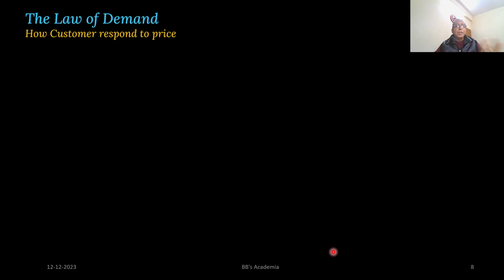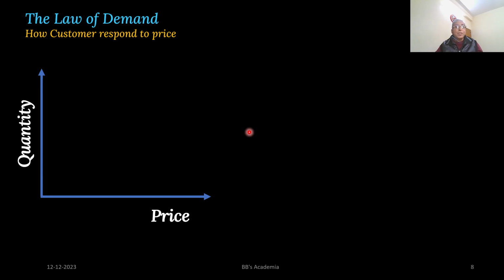Now let us see the law of demand, how customers respond to a price. Let us see what is our nature as customer. We can see two axes out here. One represents price on the x-axis, and along the y-axis it is quantity.